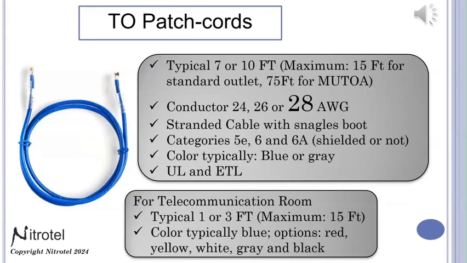Patch cords are used in the work areas to provide a connection from the telecommunications outlet to the equipment. Patch cords will typically be 7 foot or 10 foot in length. The recommended maximum is 15 feet for a standard outlet and 75 feet for a multiple user telecommunications outlet. They're typically 24, 26, or 28 gauge conductors. Stranded cables with snagless boots are recommended in categories 5E, 6, 6A, and may be shielded or unshielded. The color is typically blue or gray, but other colors are available, and they should be UL or ETL listed.